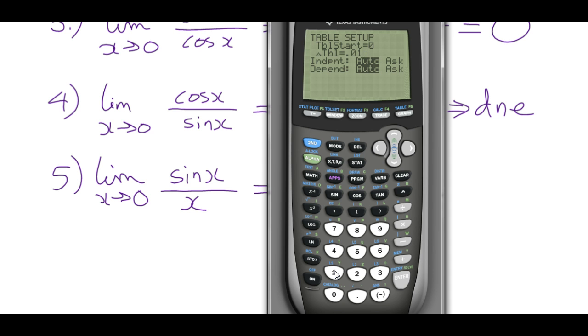That gives us a better idea as we get close to 0. If we go second function table and look at this, we got an error there. Well, we know that because it would be 0 divided by 0. So what does it look like this limit probably is?